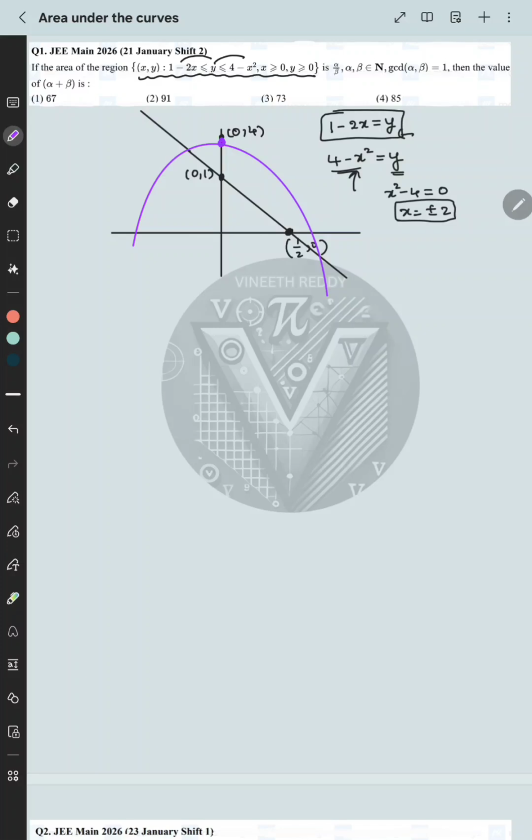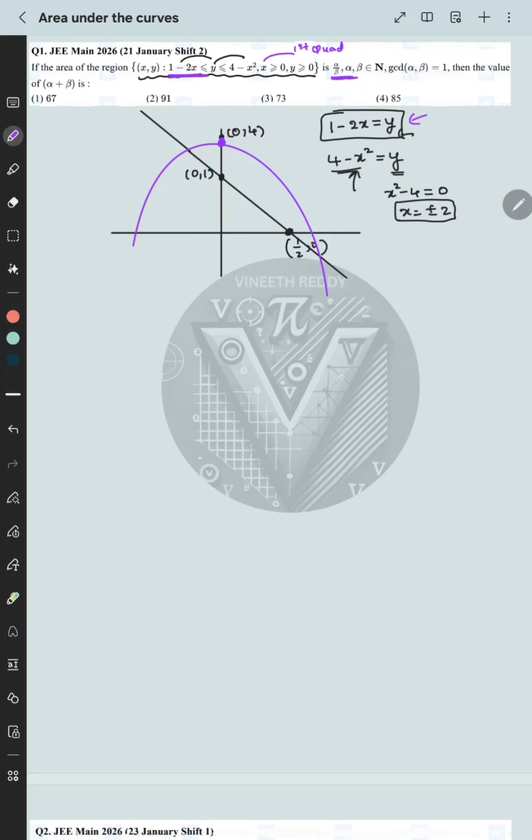Now, if the area of the region is alpha by beta, alpha comma beta belongs to N. Now here another interesting thing is x should be greater than or equal to 0, y should be greater than or equal to 0. That means the entire area should be within the first quadrant. Now another very important observation. x should be non-negative, and y should be non-negative, right? And now what about this part? We removed the inequality, no? But here he is telling that 1 minus 2x should be less than or equal to y.